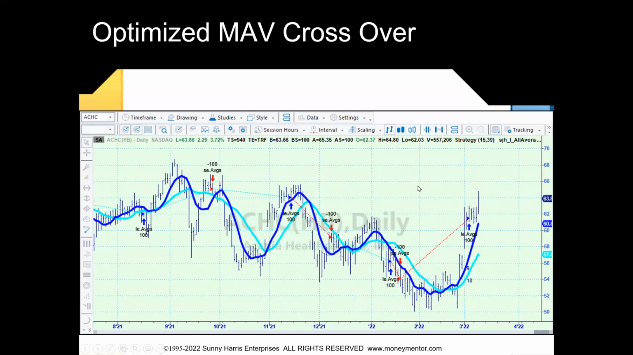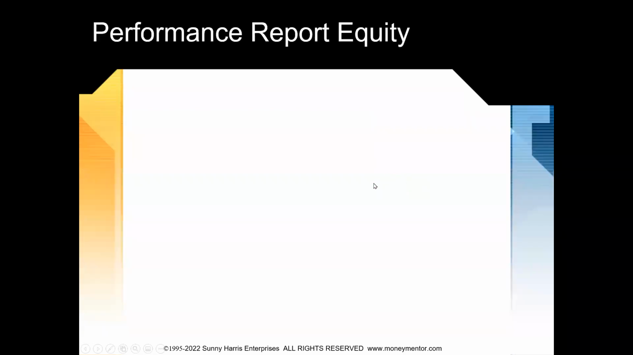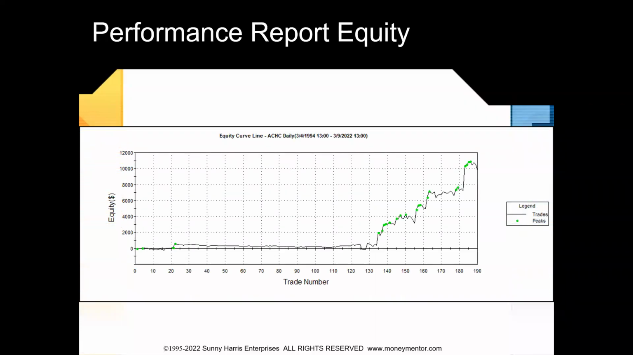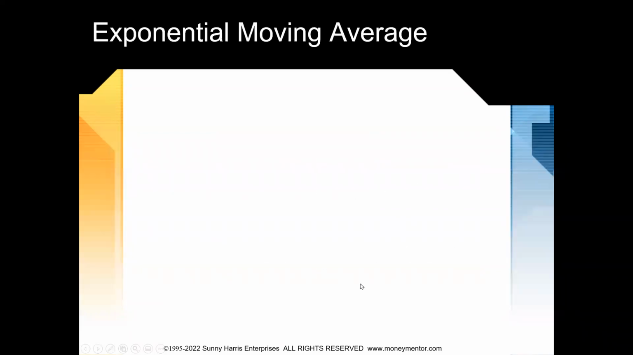But that's the optimized moving average crossover, which speaks to why optimization isn't always a good idea. But the equity curve for it looks pretty good. On the left, you'll see it's flat forever, and that's because the price was flat at that point, and there wasn't much trading that you could do.